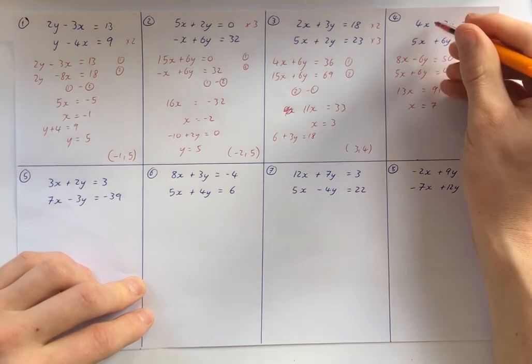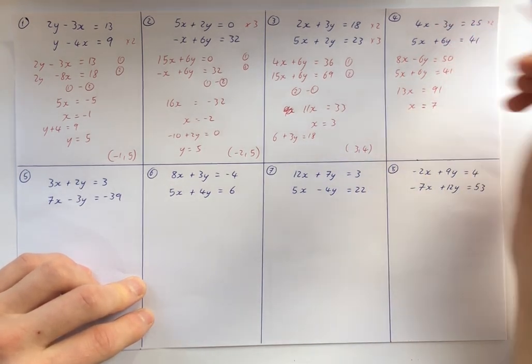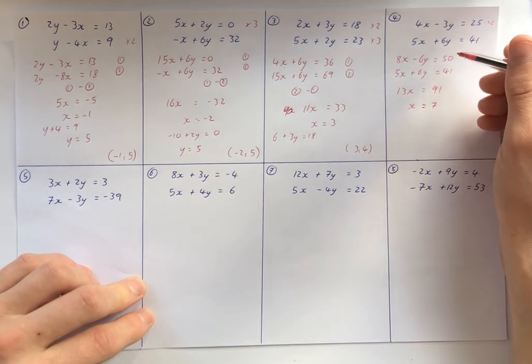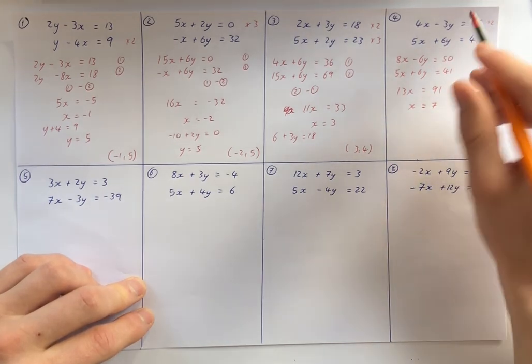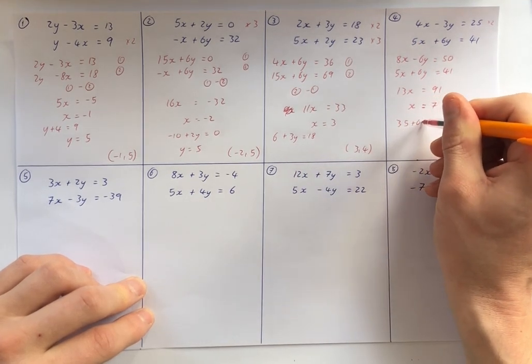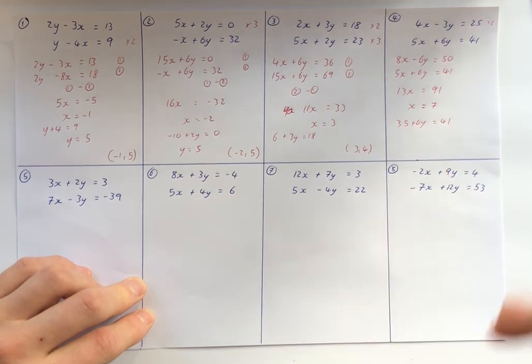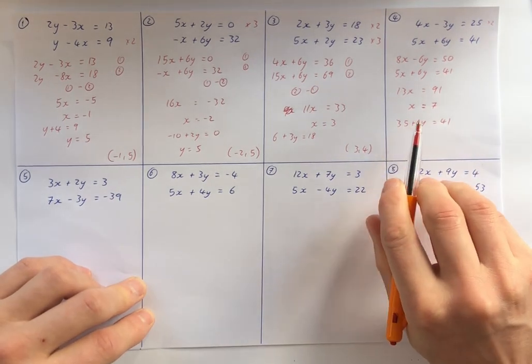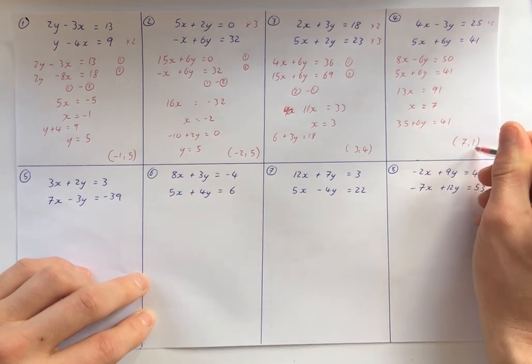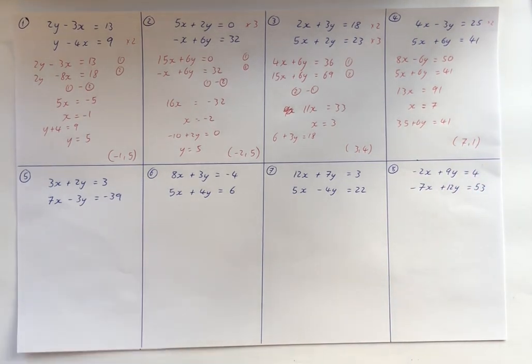If x is 7, we can put this back into either equation. I'm going to put it back into the second equation, so that we have 35 plus 6y is 41. 35 plus 6 is 41, so y is 1. 7, 1. Cool. Question 5.